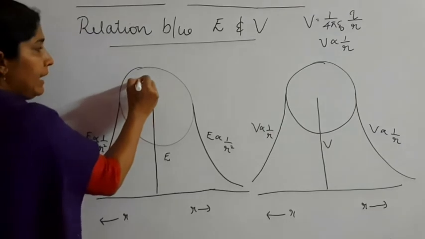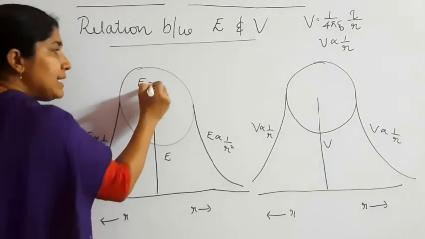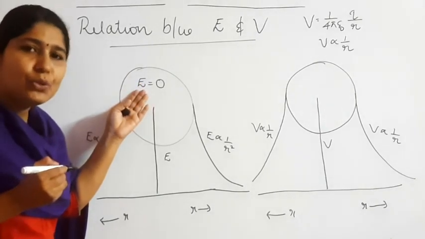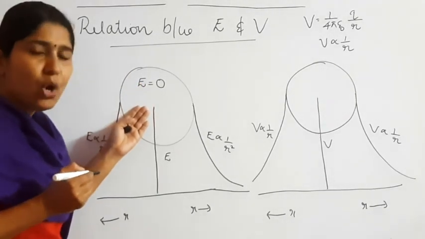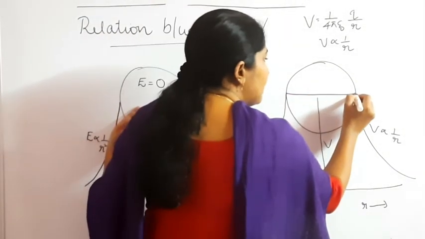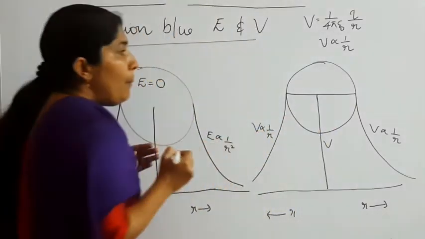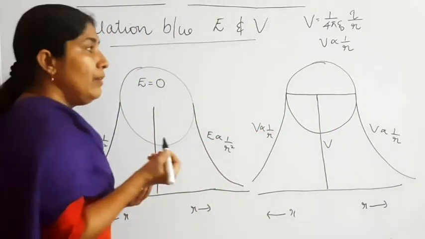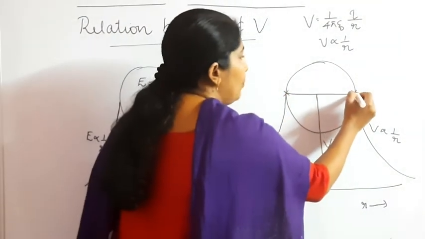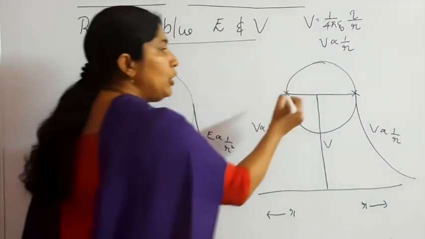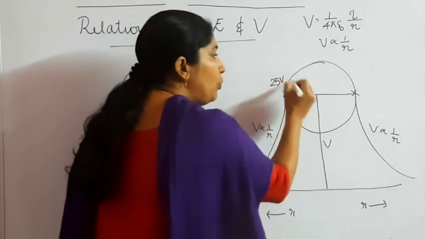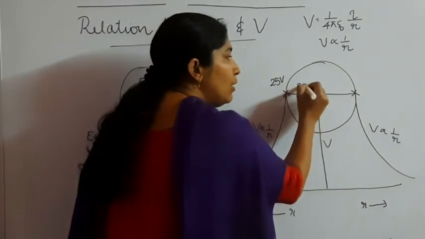But in the case of the shell, the electric field inside is equal to 0, which means the potential is equal to a constant. So we can draw the graph just like this. What about its value? Its value is equal to the potential on the surface. If the potential on the surface is 25 volt, then here also the potential is equal to 25 volt.